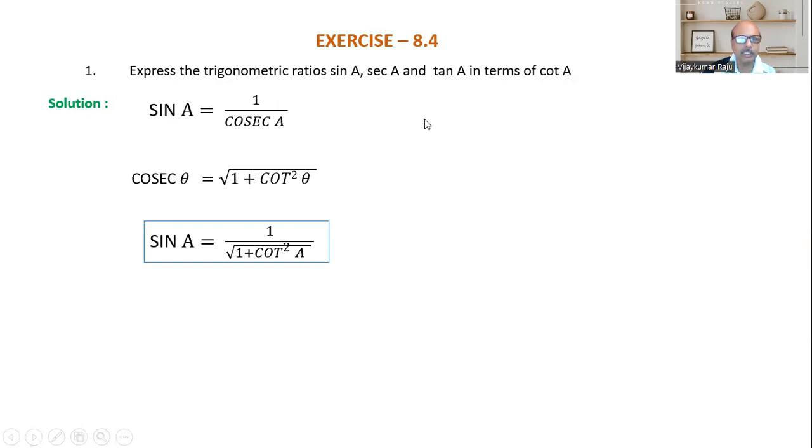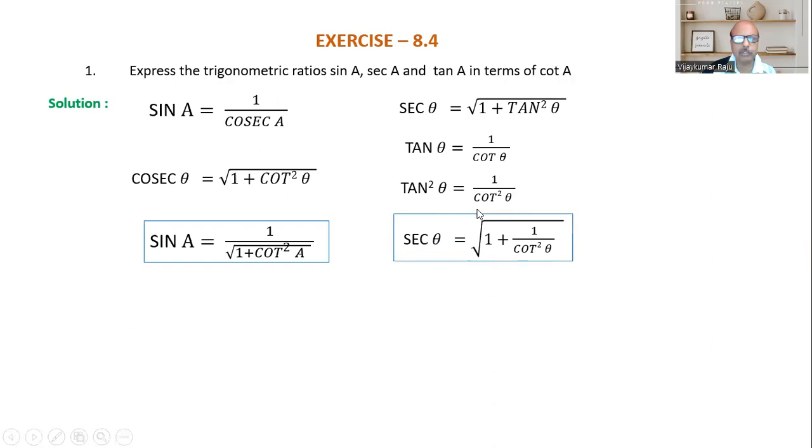Now let us take sec. Sec is equal to square root of 1 plus tan square theta. Now tan theta is equal to 1 by cot theta. So if you write tan square theta, it will be 1 by cot square theta. That means sec theta is square root of 1 plus 1 upon cot square theta. And the last one, tan. Tan is nothing but the reciprocal of cot. So tan theta is equal to 1 by cot theta. So that's how we have expressed sine, sec, and tan in terms of cot.